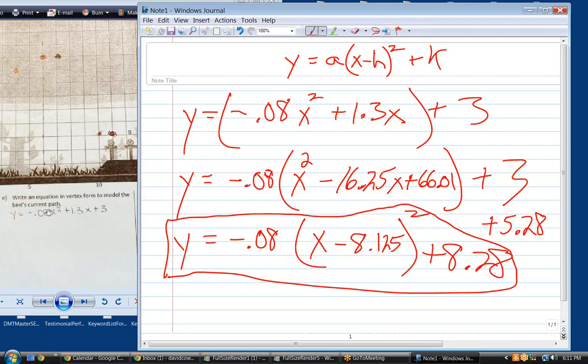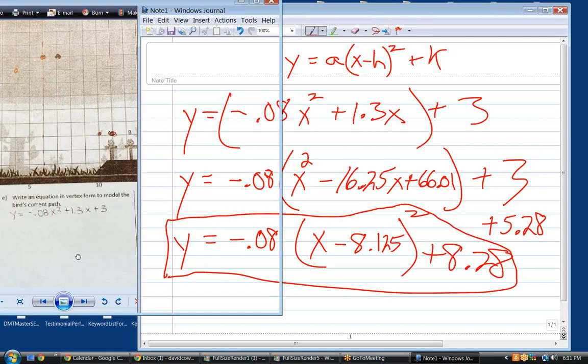Assuming this is the correct equation from graphing. How many points did you have? I had three. Just 3? Well, plus the bird, so 4. Okay. All right. Well, there it is in vertex format.